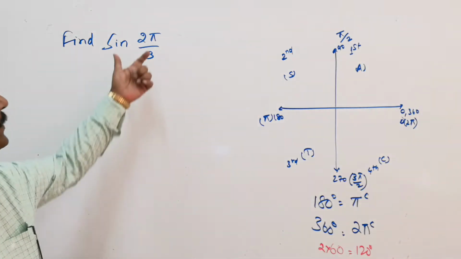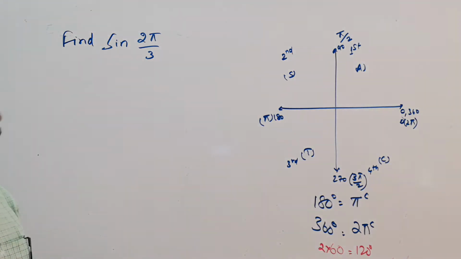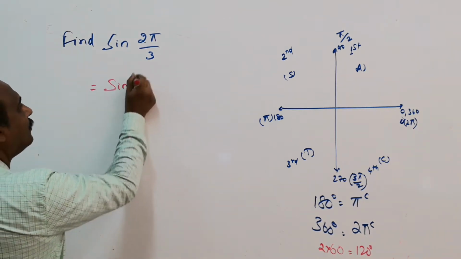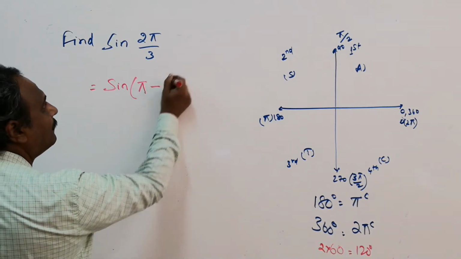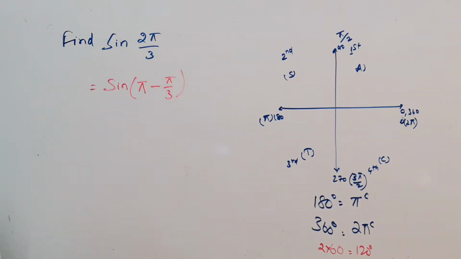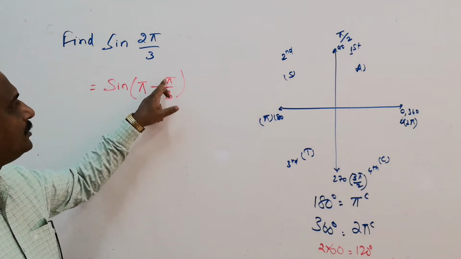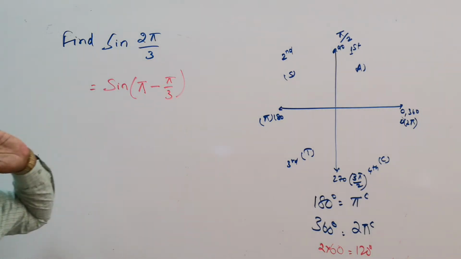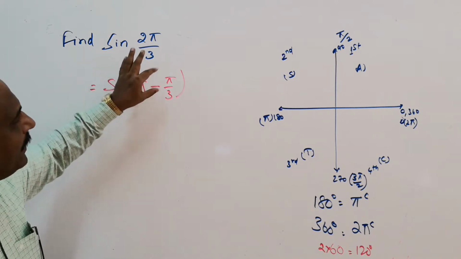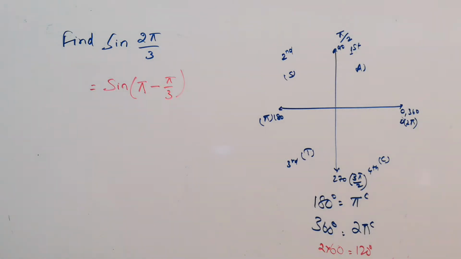But I am going to express this 2 pi by 3. How can I write this? Shall I write 2 pi by 3 in terms of pi minus pi by 3? Because I am dividing 2 pi by 3 into two parts. One is pi minus pi by 3. Pi minus pi by 3 is 3 pi minus pi over 3, which is 2 pi by 3, isn't it? So I can write pi minus pi by 3.